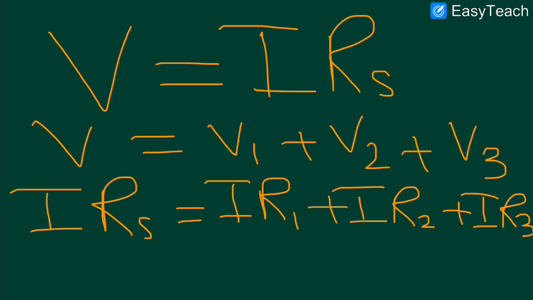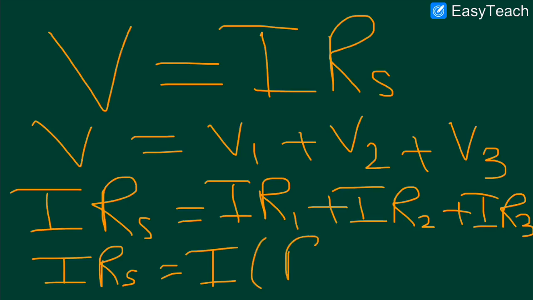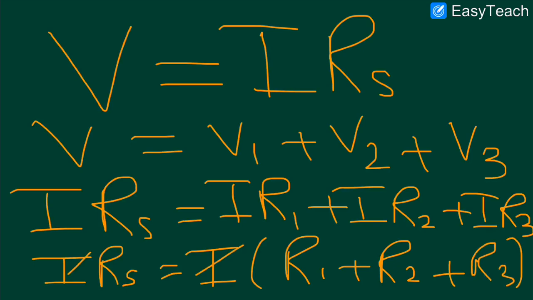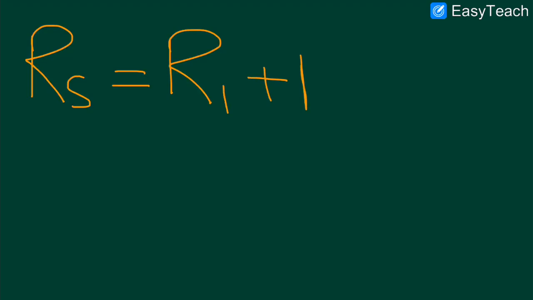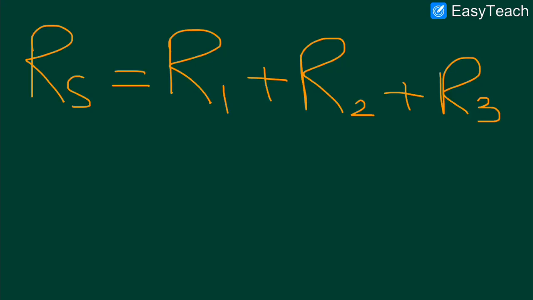Now, so I into Rs is equal to, let me take I common from the RHS. So this is R1 plus R2 plus R3. So I and I will cancel out. What remains is Rs, that is the resultant, net effective or total resistance in series combination. So it will be equal to R1 plus R2 plus R3, which is the law of combination of resistors in series.